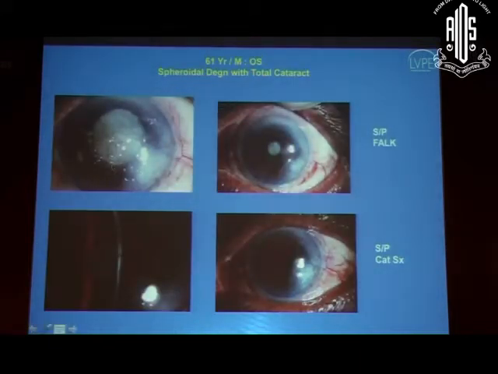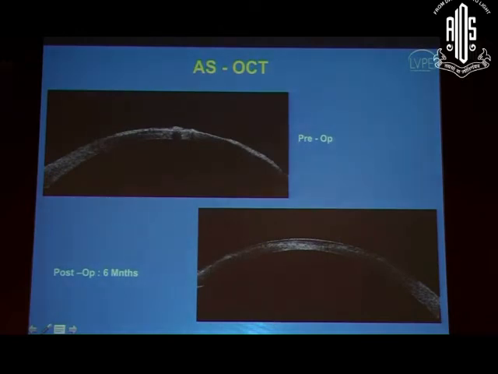This was a patient with advanced spheroidal degeneration as well as total cataract, and we did FALC for this patient, followed by cataract surgery, with 20/20 visual acuity. Notice his cornea, which was so bumpy preoperatively, and this is post-operative. You can barely see the interface in this case, and it's an extremely smooth, excellent topography for this patient. In fact, he has no refractive error post-operatively.